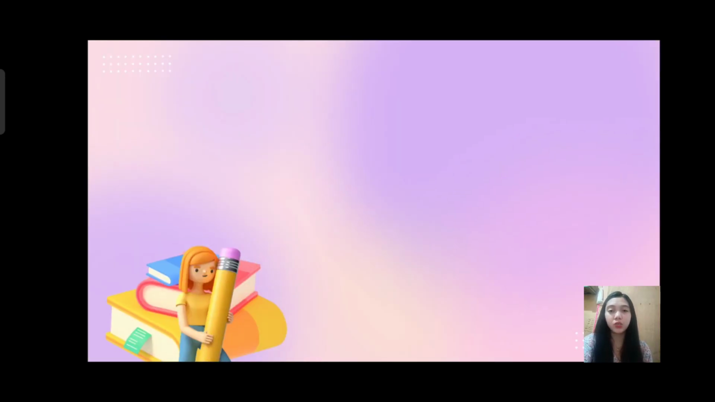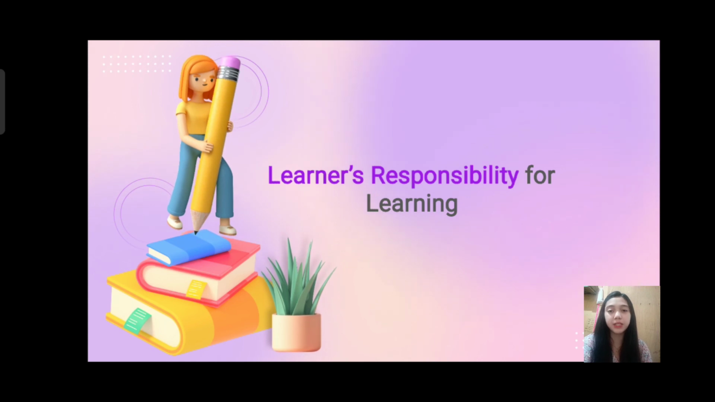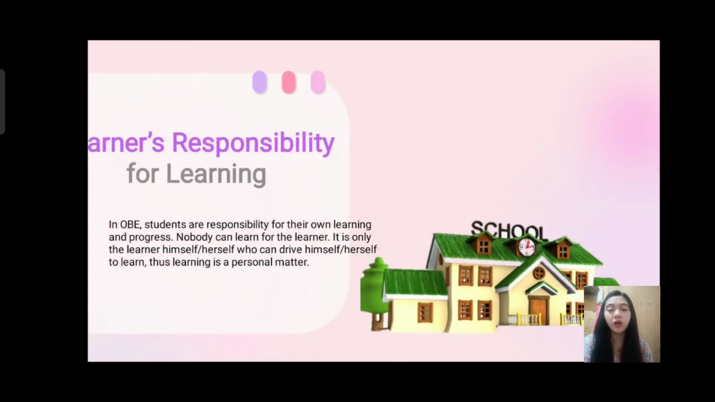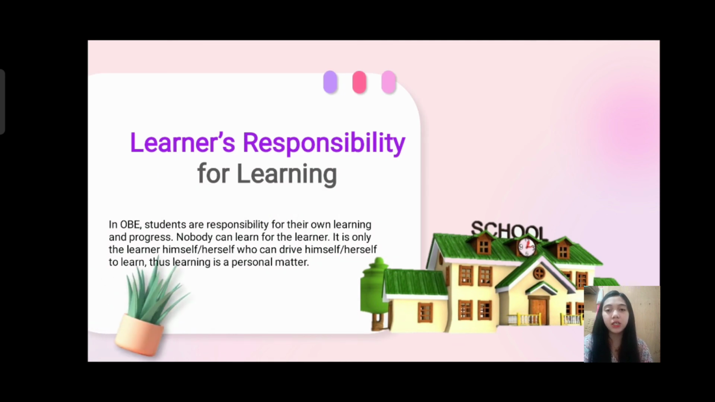So now let us proceed to the learner's responsibility for learning. In OBE, students are responsible for their own learning and progress. Nobody can learn for the learner. It is only the learner himself or herself who can drive himself to learn. Thus, learning is a personal matter.